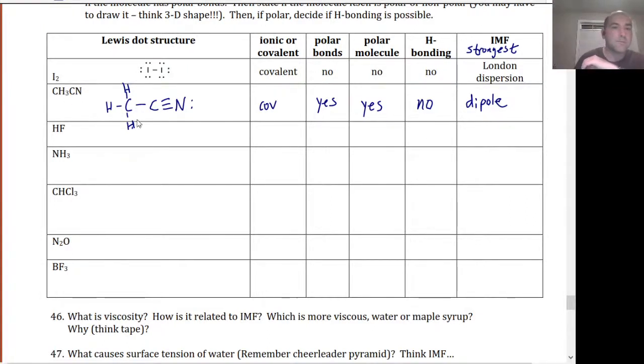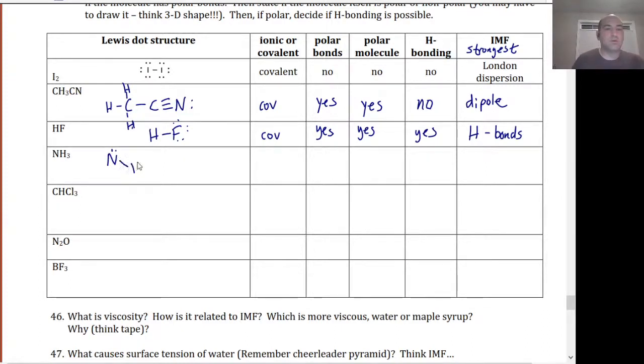Yep, we'll keep going. So let's look at HF. There's our Lewis structure. That one is also covalent. That HF bond is very polar. So yes, it is a polar molecule because that's the whole molecule. Hydrogen bonding, this time we say yes because that hydrogen is connected to a fluorine. So that fulfills that condition, a hydrogen connected to N, O, or F. And so we would expect the strongest force here to be hydrogen bonding. All right, NH3.